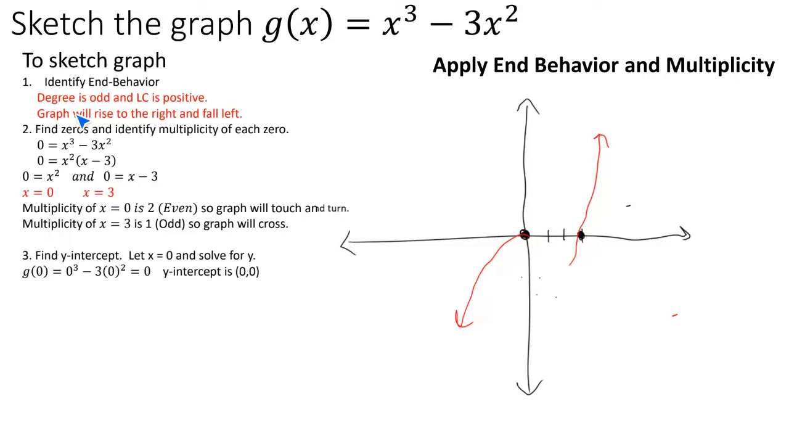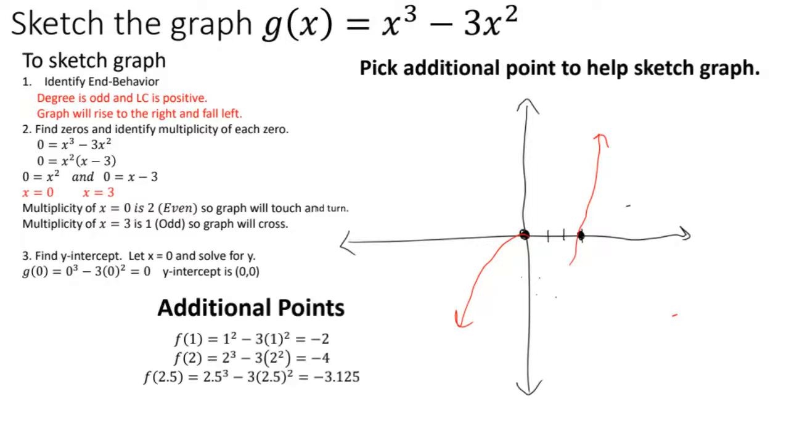But more importantly, the end behavior tells me that the graph should rise to the right. So this is why I'm indicating the rise behavior with the arrow pointing up, because it's going to rise up this way. And then it's going to fall to the left. So my graph is going to fall to the left and I can indicate it with this arrow going down. Now I need to know what happens in between my graph here. So in order to figure out what's going to happen in between, we need additional points.